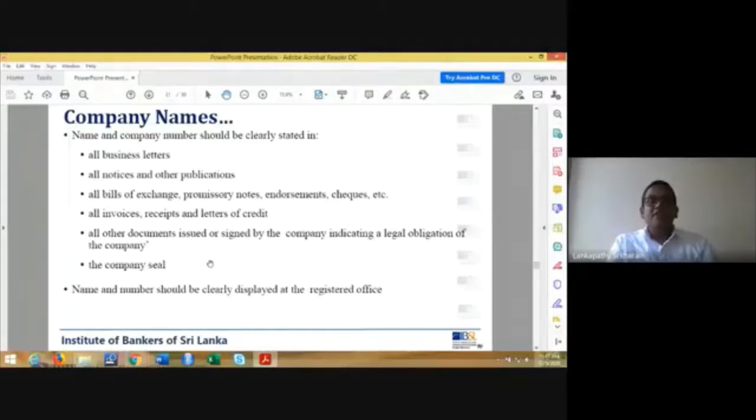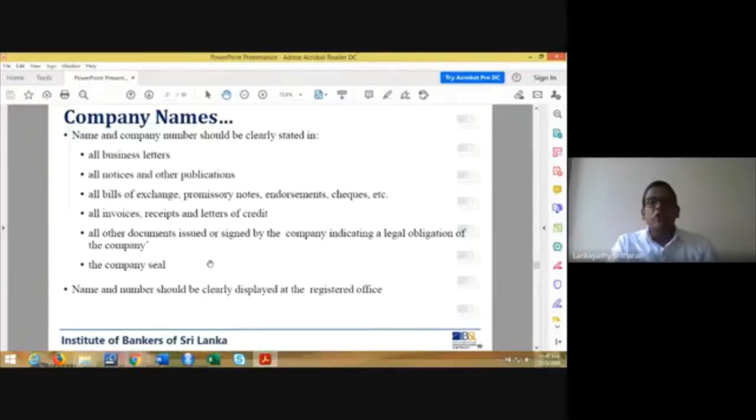All notices and other publications, company name and their business registration number, the company number, they have to mention. And all the bills of exchange, promissory notes, endorsement and checks, etc., they have to mention. And all invoices received and other letters of credit, they have to mention the company name, and all other documents issued and signed by the company, including the legal obligation of the company.